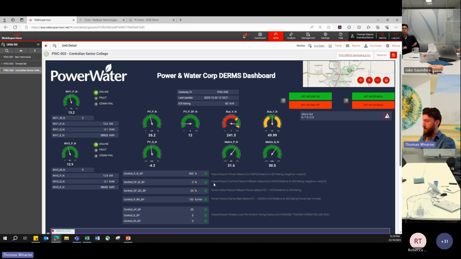So this is saying that if the site loses comms, if it loses its connection to the outside world, in this case, we're asking it to go to zero export.